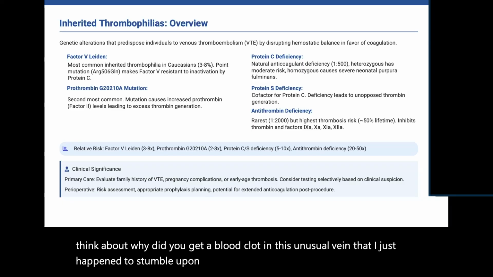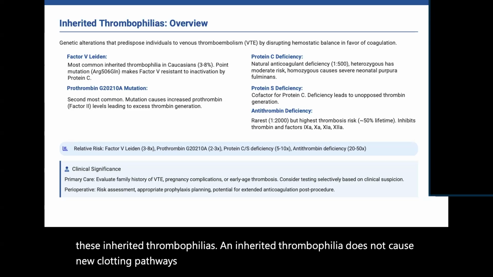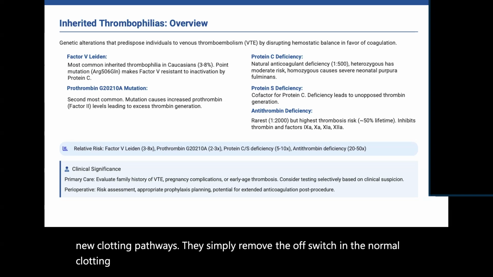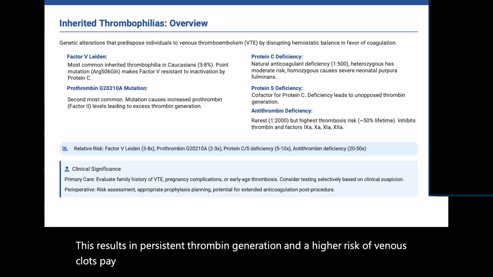So that's a way that you may stumble across these inherited thrombophilias. An inherited thrombophilia does not cause new clotting pathways. They simply remove the off switch in the normal clotting system. This results in persistent thrombin generation and a higher risk of venous clots. Pay attention there, venous clots, not arterial clots.